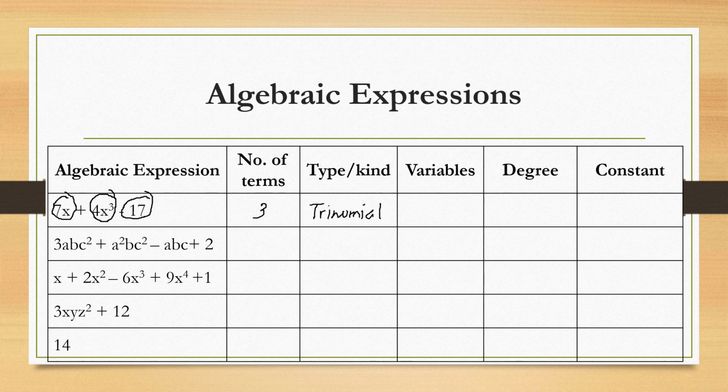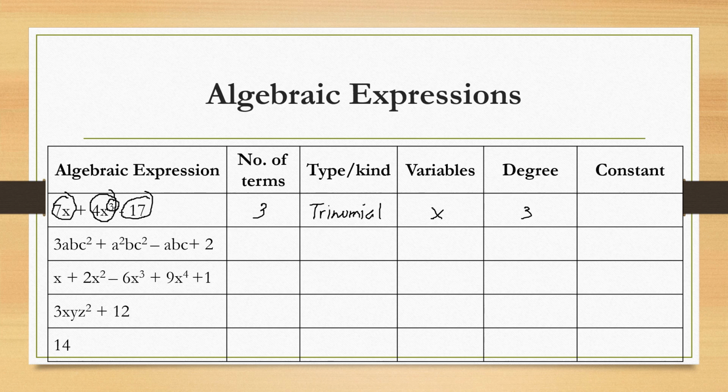And the variables used in this case, since ang variable na ginamit ay x, so that will be the variable. X lang kasi x lang yung ginamit. So, paano naman natin ma-identify yung degree? Since isa lang yung variable na ginamit, titignan lang natin kung ano yung pinakamataas na exponent. And in this case, yung exponent natin is yung nasa taas. In this case, ang pinakamataas na exponent ay 3. So, that means the degree is 3.